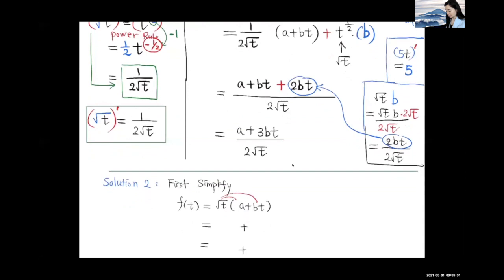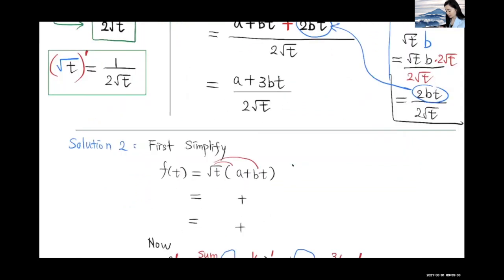Now let's do it a different way. I'm going to do the second solution. We'll first simplify the function before we differentiate. So we will distribute this square root of t inside this parenthesis over this addition. So over here we got a times square root of t, and then here will be b times t times square root of t.